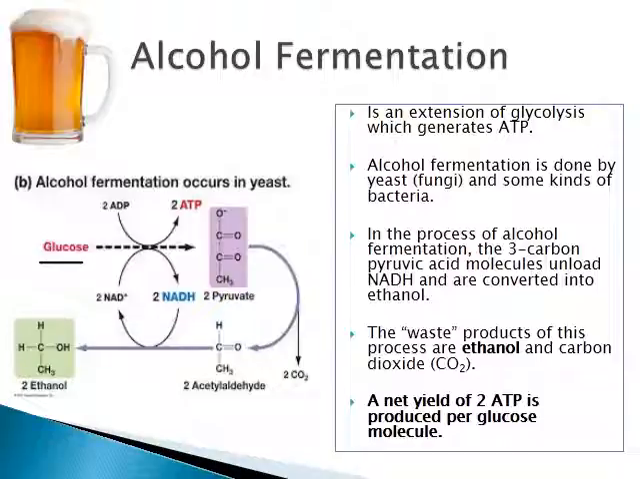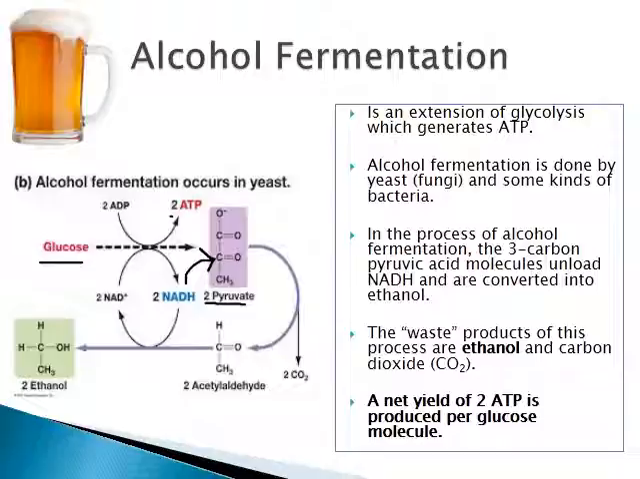Here's how it works. So we start with our glucose once again. Glucose is broken down into 2 pyruvate once again. In doing that, we produce the 2 ATP and we produce the 2 NADH. Once again, pyruvate unloads the hydrogen ions and electrons from NADH. But whereas last time it became lactate, this time that molecule releases carbon dioxide. So there is one of our byproducts.